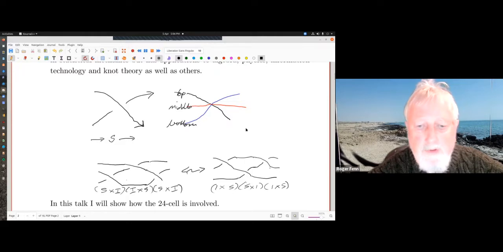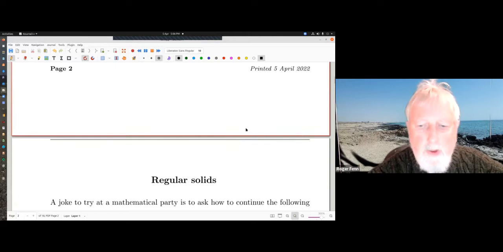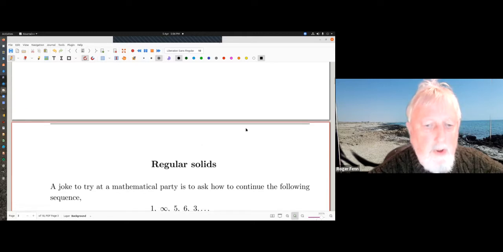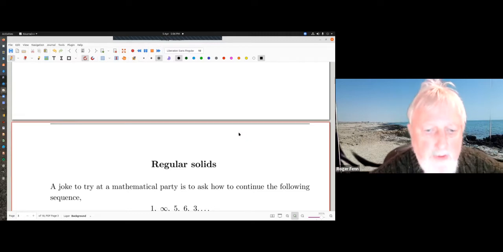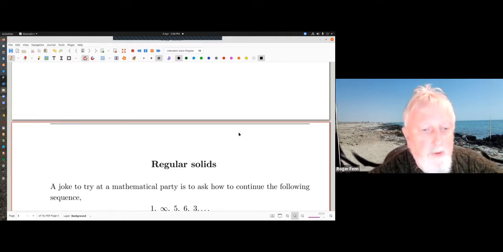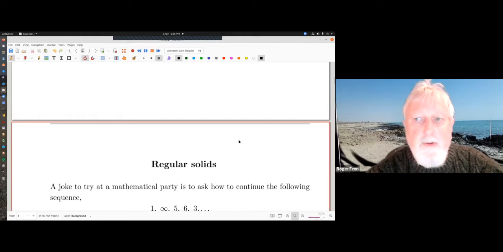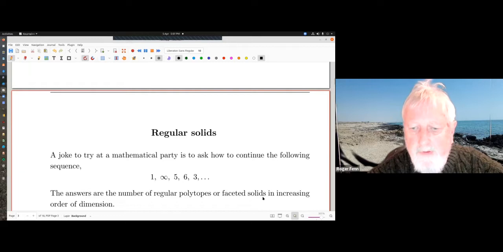And now what is the 24 cell? Right, well, here's a joke to try at a mathematical party, assuming you go to such things. You've got a sequence. It goes 1, infinity, 5, 6, 3. Now, how do you continue? Does anybody know the answer? Well, it's the number of regular polytopes or faceted solids in increasing order of dimension. So there's only one in one dimension. There's an infinite number of polygons, all regular.